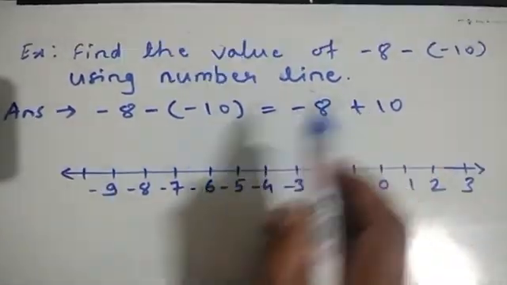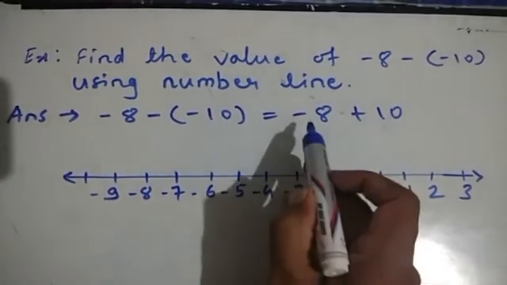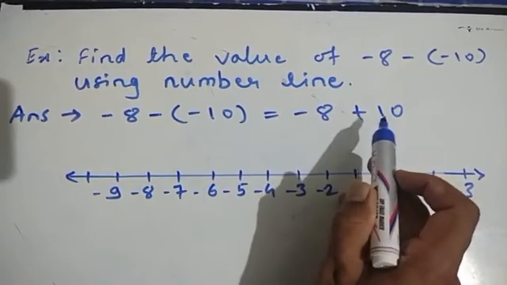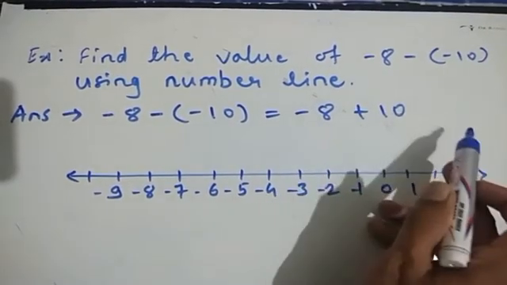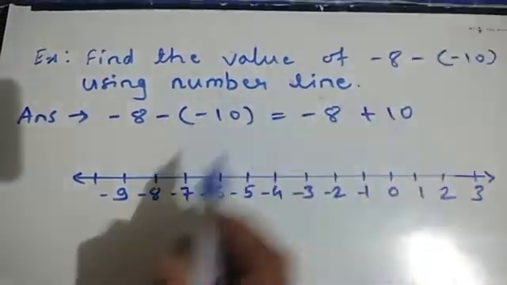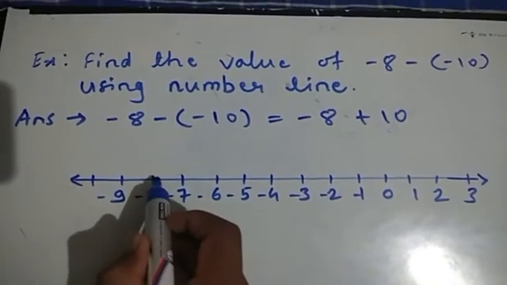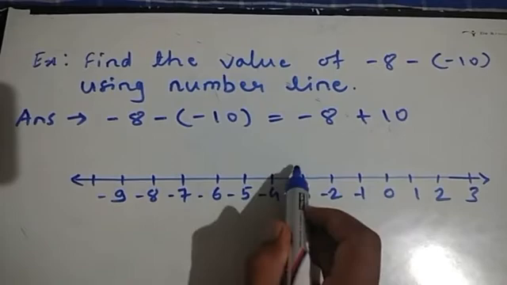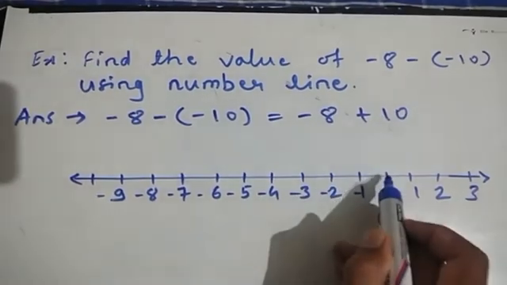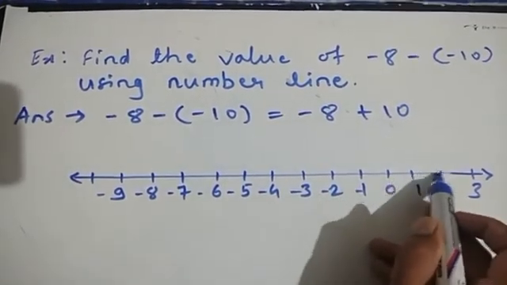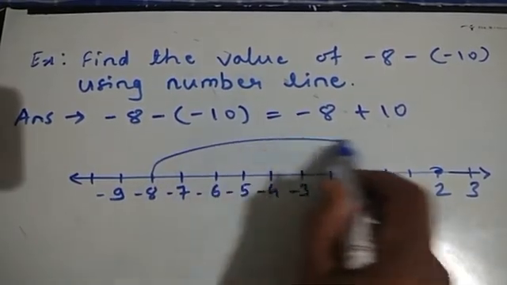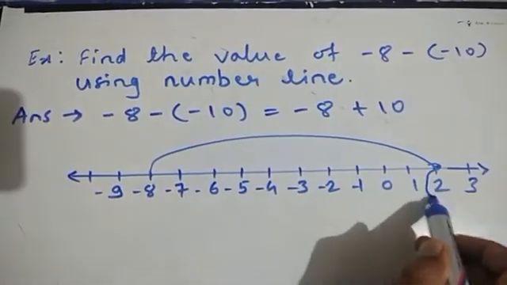Now this we can solve on the number line, right? Therefore we have to start from minus 8 and we have to make 10 jumps towards the right hand side, okay, to add plus 10. So start from 0 and make 10 jumps. 1, 2, 3, 4, 5, 6, 7, 8, 9, 10. So where will we reach? We will reach at 2. So start from minus 8 and make one jump to reach at 2. So what will be the answer?